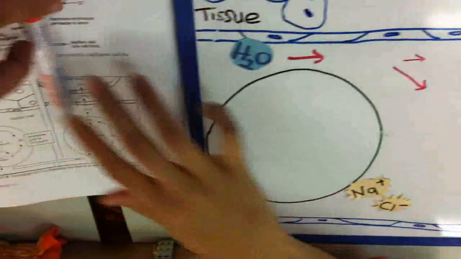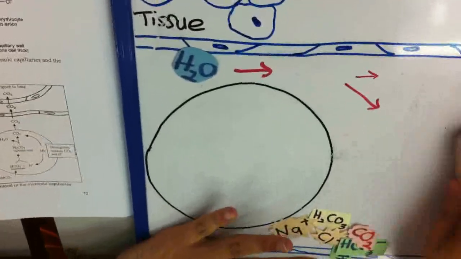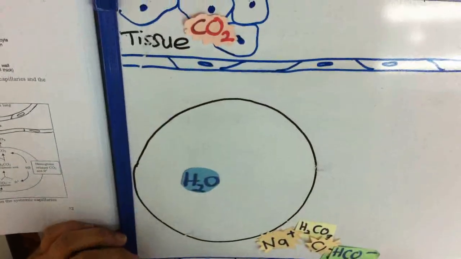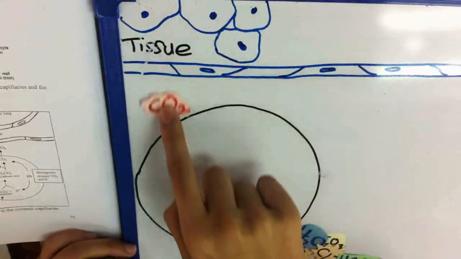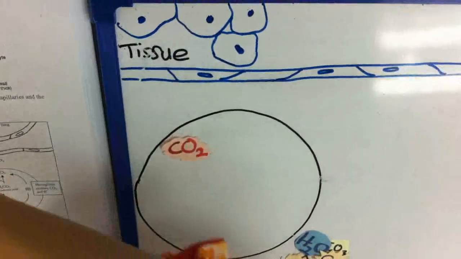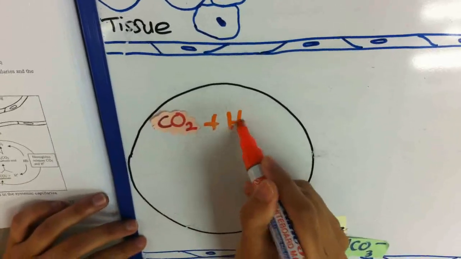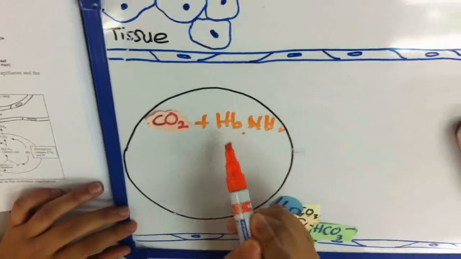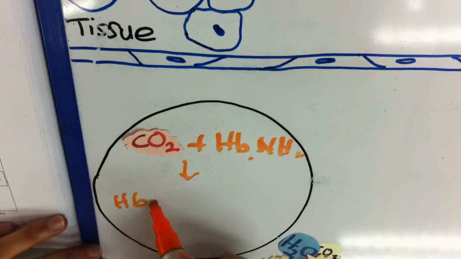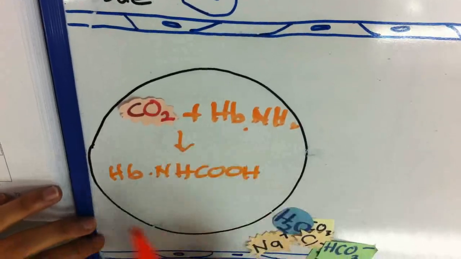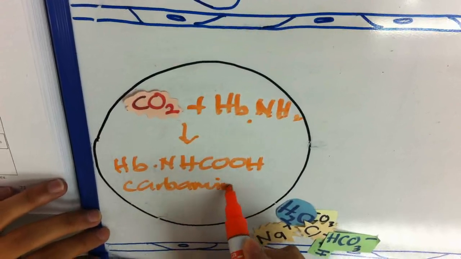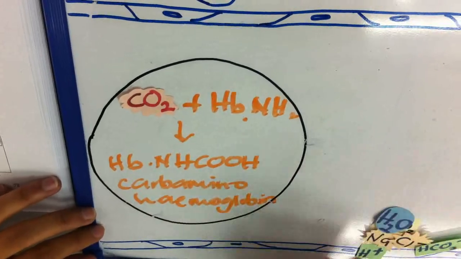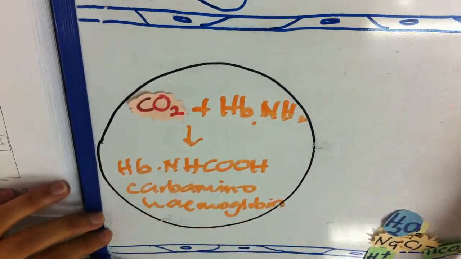The second pathway is where the CO2 from the tissues will combine with Hb to form carbaminohemoglobin, where it will enter straight into the red blood cell hemoglobin and bind with the amino group inside the hemoglobin to form Hb and HCOOH, which is carbaminohemoglobin. So this carbaminohemoglobin will go to the lung area.